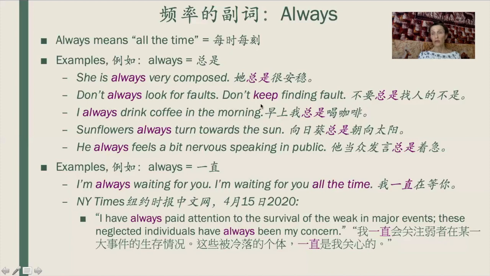Sometimes the word keep shows up. Now I want to show you in a couple of sentences that I came across in the Chinese that use the expression 一直, but the translation is always. So here's a sentence. I'm always waiting for you. I'm waiting for you all the time. So always and all the time. 每时每刻. 我一直在等你. The Chinese sentence is a lot easier. The English sentences can be two different sentences. I'm waiting for you all the time. I'm always waiting for you.